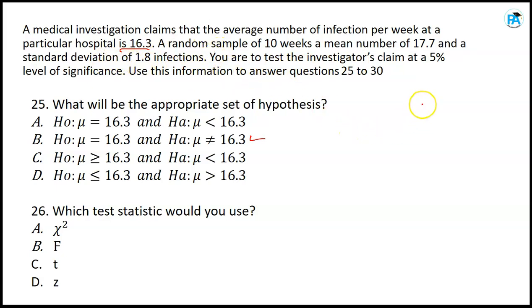Whenever a question gives you a sample standard deviation, and at the same time, the n is less than 30, are you with me?